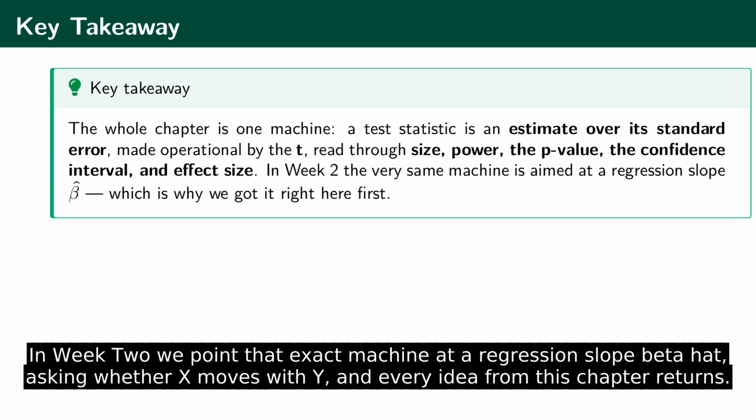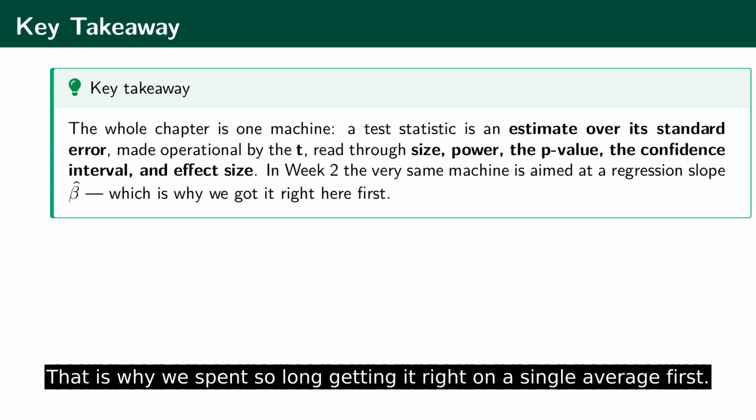In week 2, we point that exact machine at a regression slope beta hat, asking whether x moves with y, and every idea from this chapter returns. That is why we spent so long getting it right on a single average first.